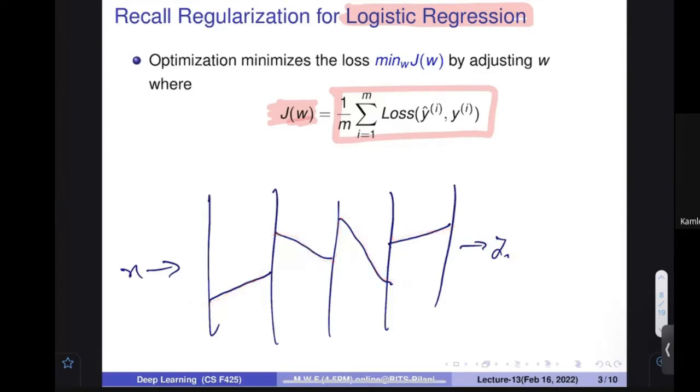So other things become secondary. One reduces the testing error more. I think I missed this question. There was something on chat.